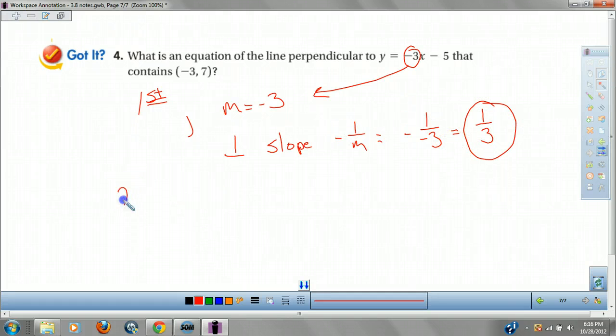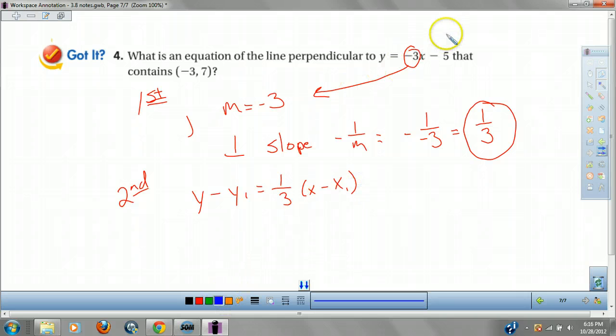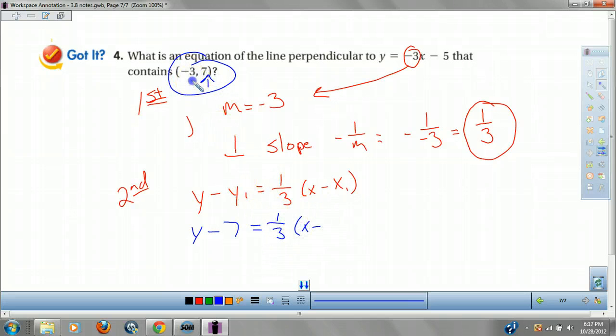Okay, second, I've got to plug it into my point-slope formula, because I have a point and slope. y minus y1 is my slope, which I know is 1/3, times x minus x1. So I'm going to grab this point and plug it in. So I get y minus 7 equals 1/3 times x minus negative 3. What happens when you subtract a negative? It becomes positive. And we're done.